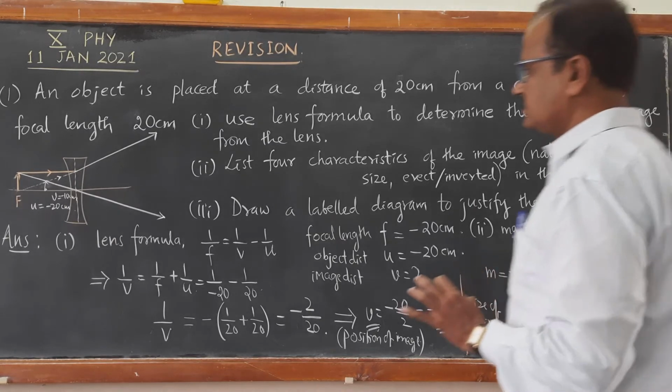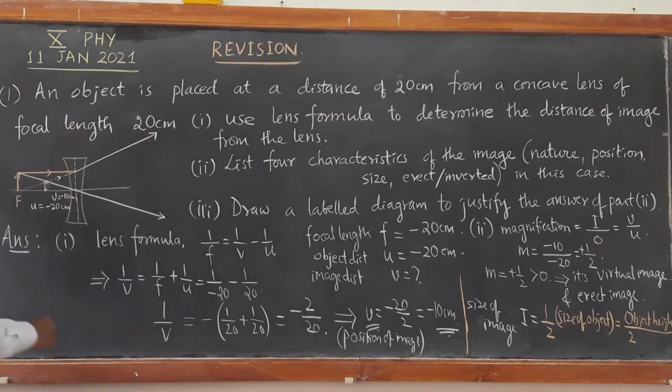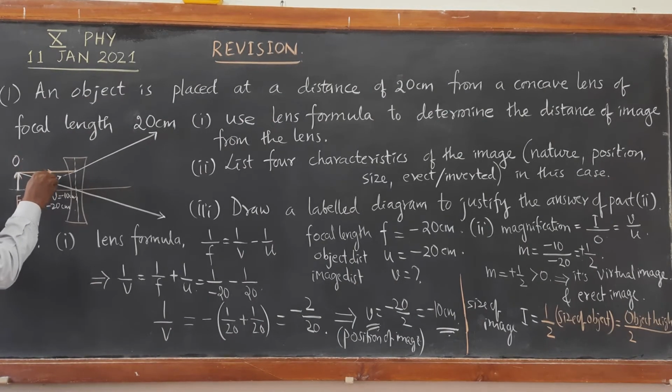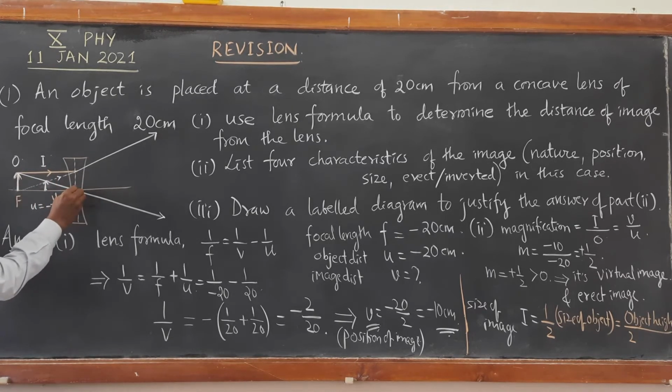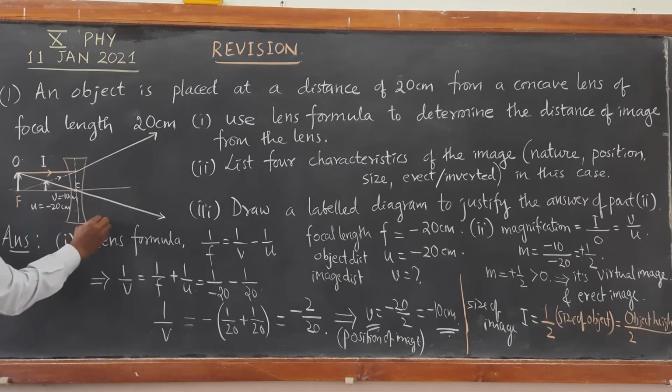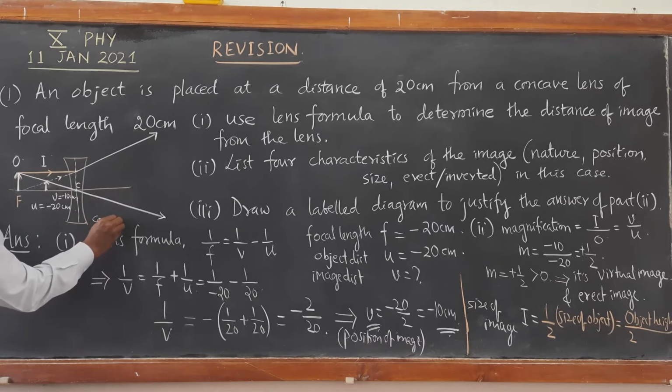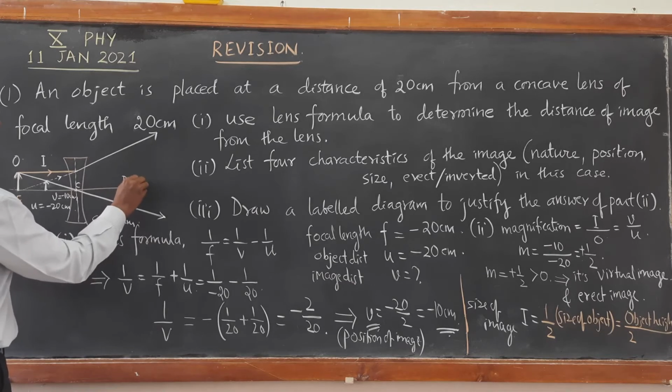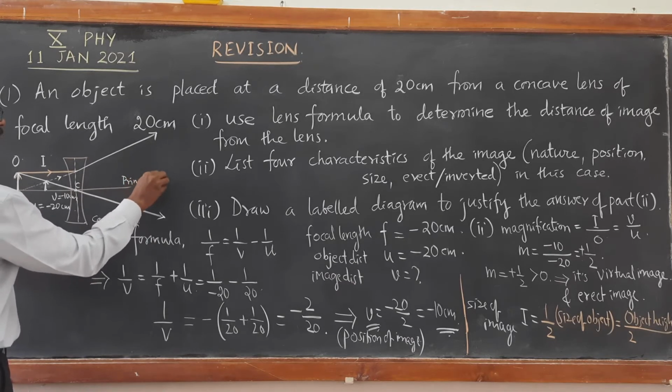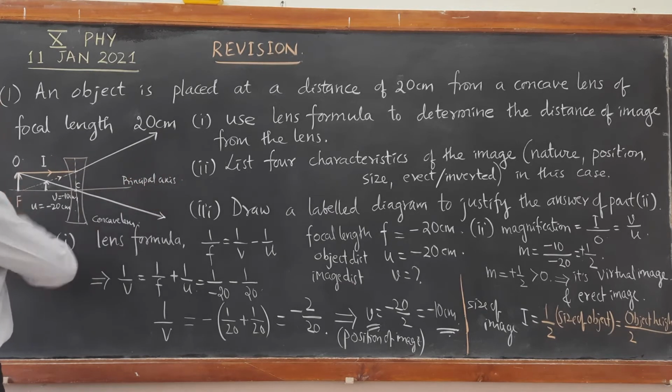Labelling the diagram means what? You have to show that this is object and this is image and this is focal length. This is the optic center. Optic center we can name it as C, and this is the concave lens. This is principal axis. This is how we have to label the diagram.